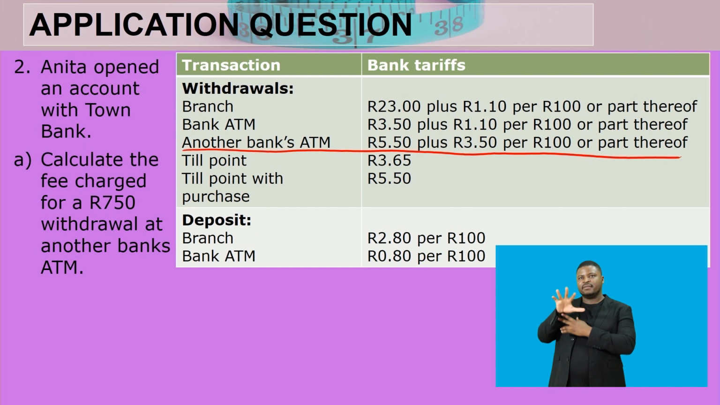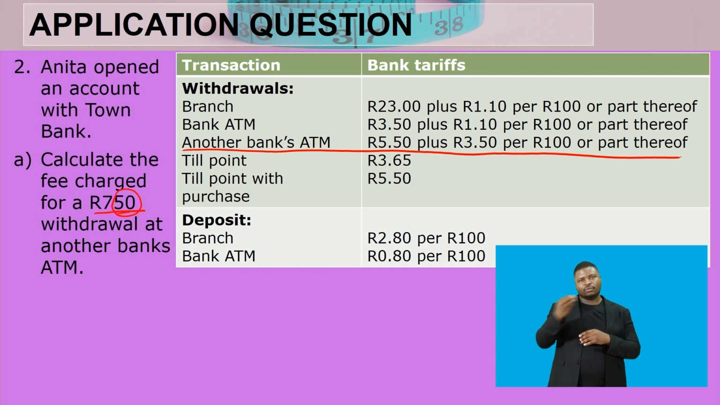When it says or part thereof, it means even if that amount does not amount to 100 rand, you will still be charged for it. So let's calculate. Now we need to find how many 100 rands we have. Already we can see that this 50 rand does not amount to 100 rand. But if it was only 700, we'd have 7 hundreds. But there's a 50 rand, so it's another 100 rand. We are adding it as if it's 100 rand. So we've got a total of 800 rands.